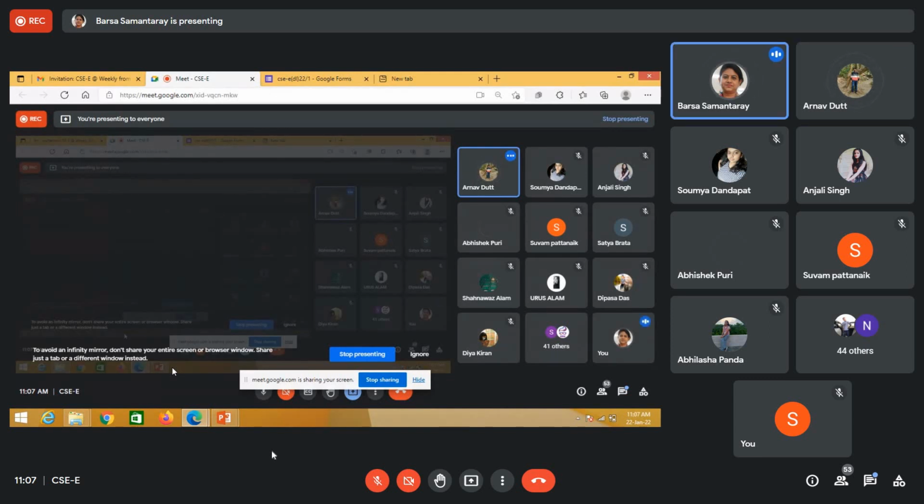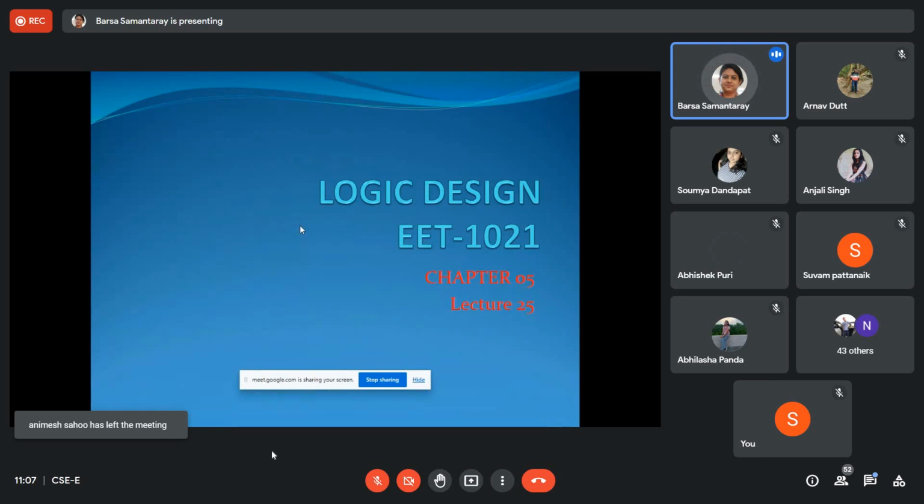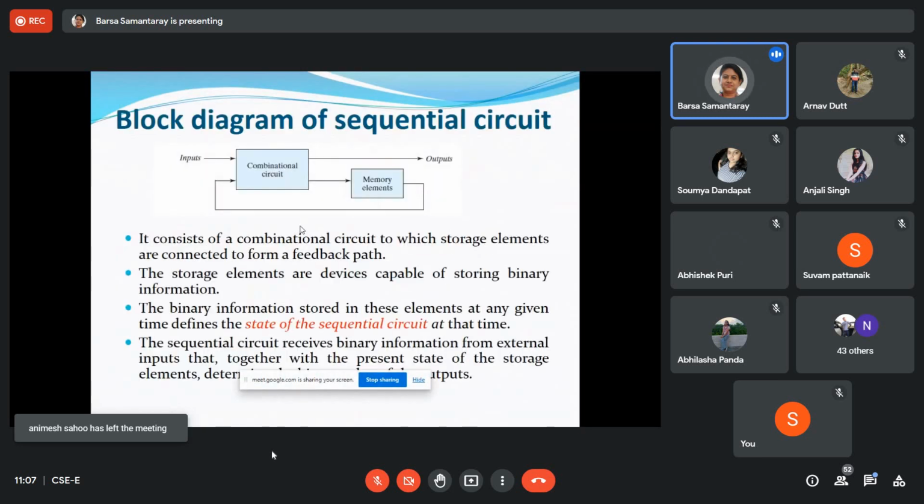Okay, no problem. Once again we will start, and this entire portion, the rest of it till the end, is based on the sequential circuit. So the sequential circuit concept is very essential for you. Once again I will briefly tell what a sequential circuit is and what we are going to discuss. This screen is visible to all of you? Yes, ma'am. Okay.